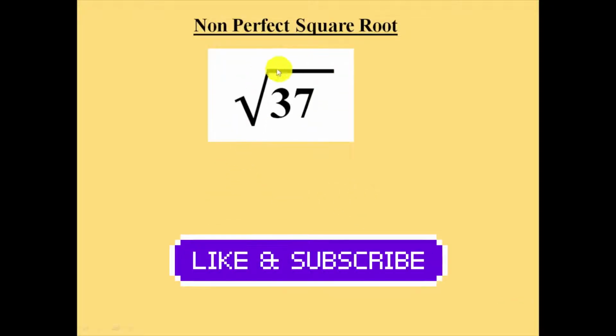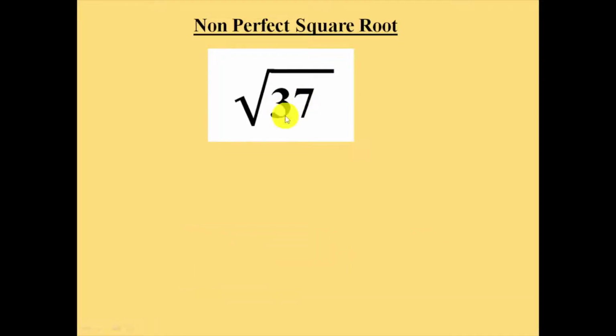The square root of 37. This is not a perfect square. If it were 36, then it would be a perfect square root. Why? Because we will have some value after that 6. The square root of 36 is 6, but 37 has some value remaining after that 6. So how do we calculate the square root of this number?